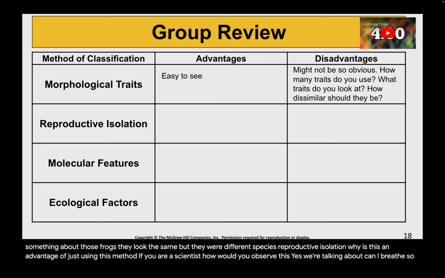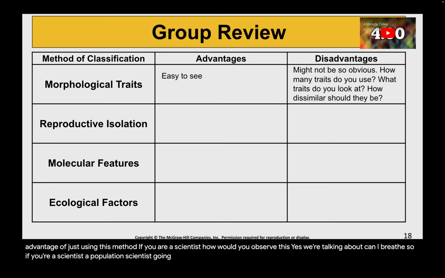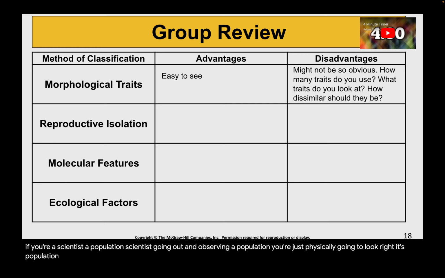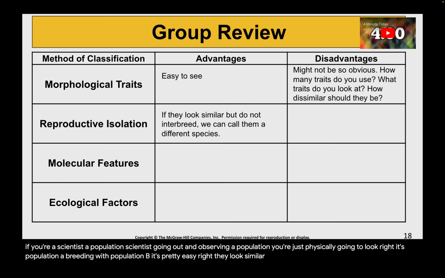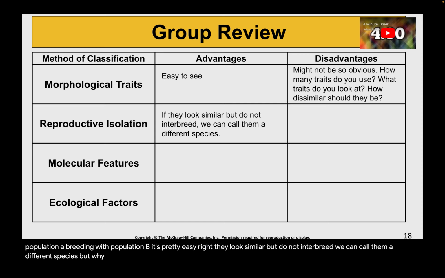So if you're a population scientist, going out and observing a population, you're just physically going to look, right? Is population A breeding with population B? It's pretty easy, right? They look similar, but do not interbreed. We can call them a different species. But why is there a drawback to this?